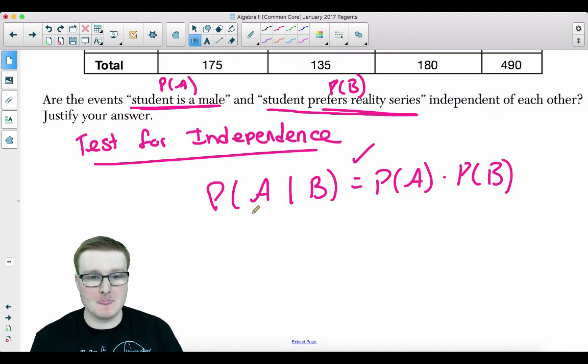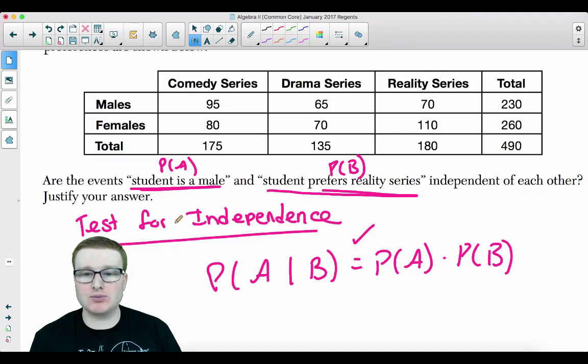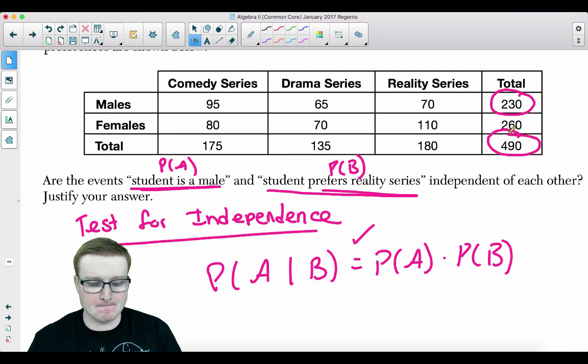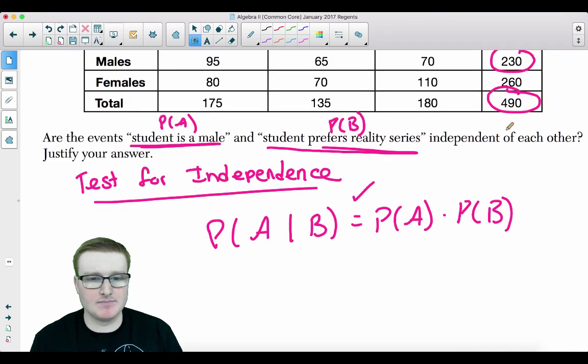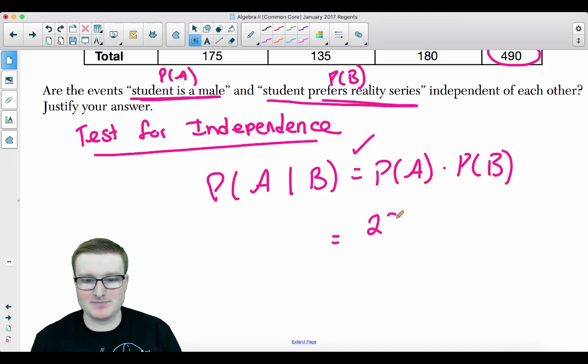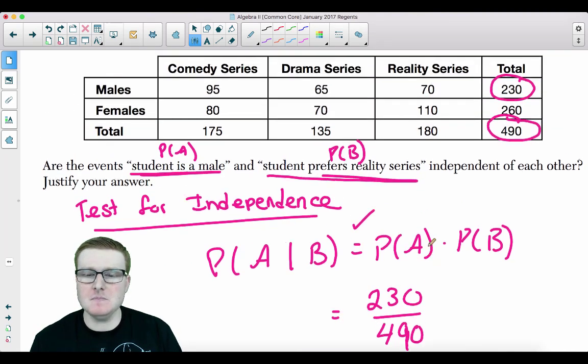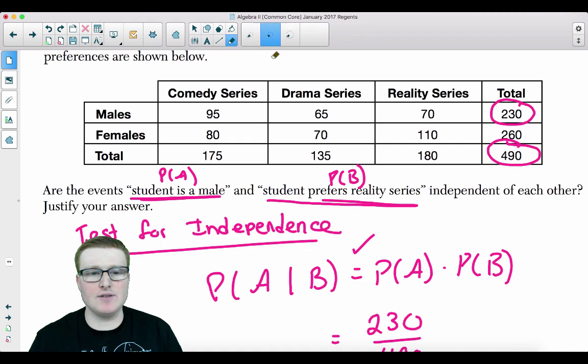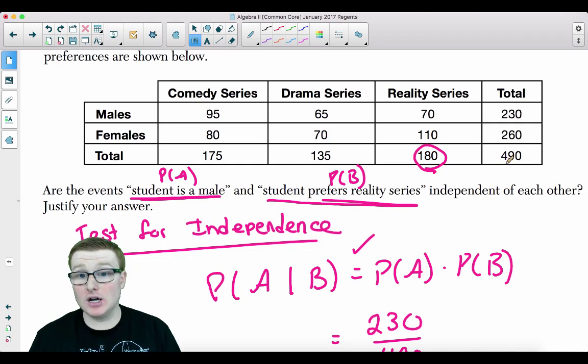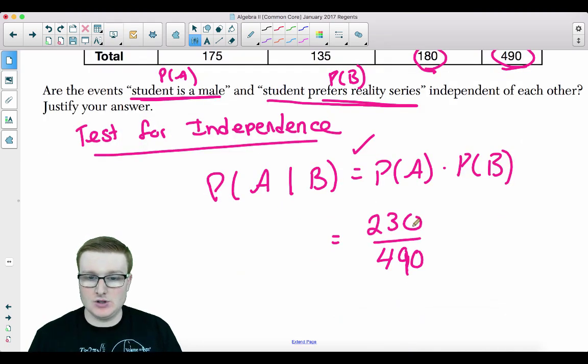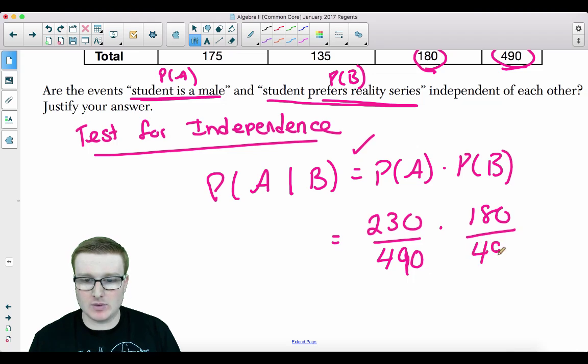So, here we go. What is the probability of A? What is the probability of being a male? Well, it's 230 out of 490, okay? So that's the probability of being a male. And the probability of a student prefers a reality series. Well, a reality series is 180 people out of the total amount of 490. So multiplied by 180 over 490, okay?